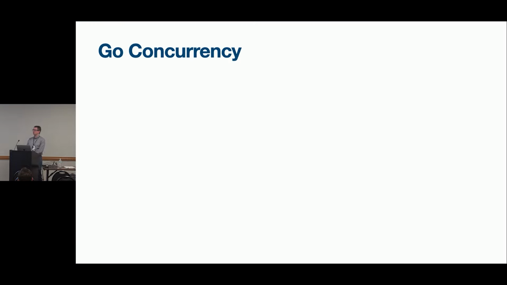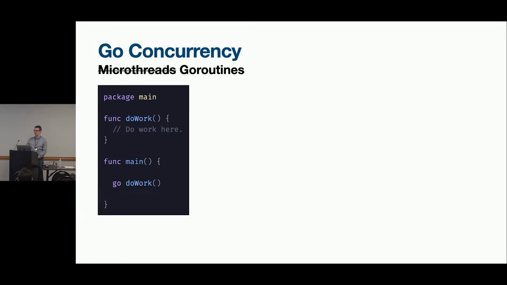So first, let's talk about concurrency. What does concurrency look like in Go? Go has an implementation of microthreads called Go routines. Go routines are lighter weight than threads. They're faster to create, and you can have way more Go routines than threads. You're only limited by system resources, so you can have hundreds of thousands of Go routines running simultaneously on a single system. Go routines are created by invoking a function using the go keyword.